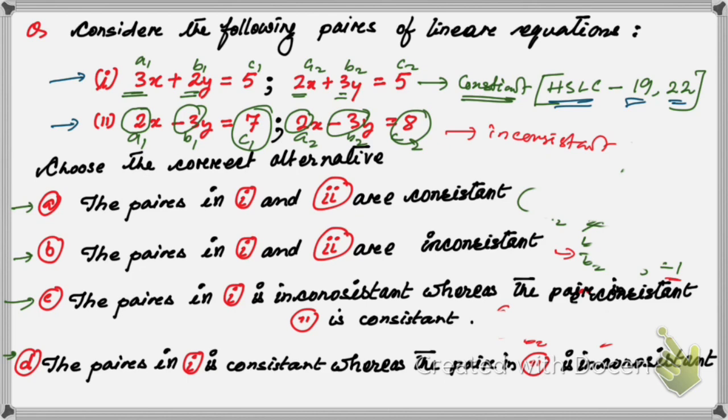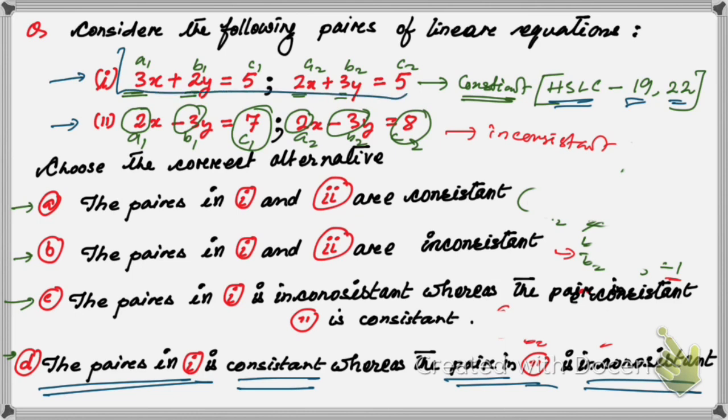Now check in which option the first pair is consistent and the second pair is inconsistent. So here this is the last option, right? Here you see pair 1 is consistent, whereas pair 2 is inconsistent. So our correct answer is D. So hope you have understood this. Now let's move on to the next question.